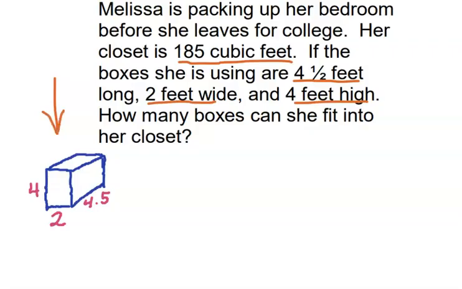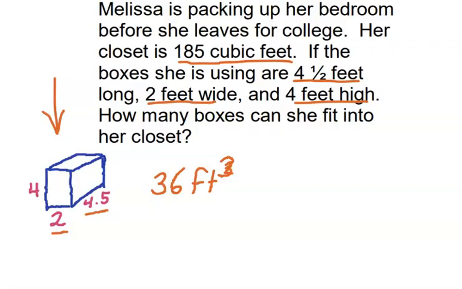That's what her boxes look like. To find a volume, it's just length times width times height, right? So 4.5 times 2 is 9. 4.5 plus 4.5 is 9. 9 times 4 is 36. So each box is going to take up 36 feet cubed, right? So how many 36s, not squared, cubed, go into 185?